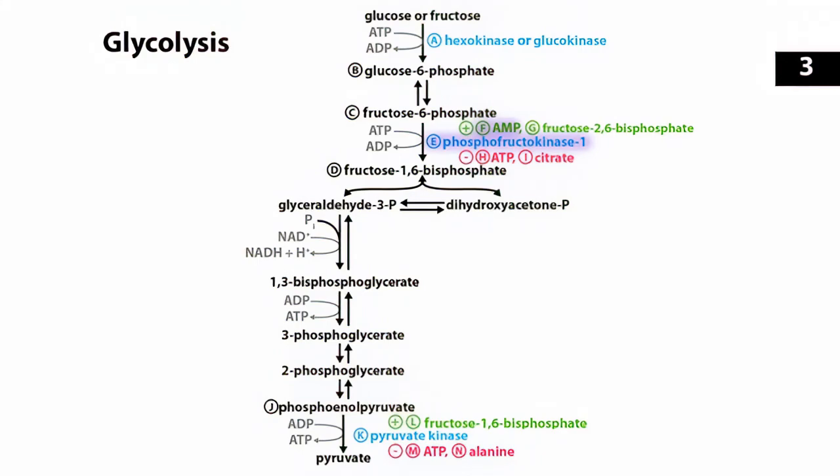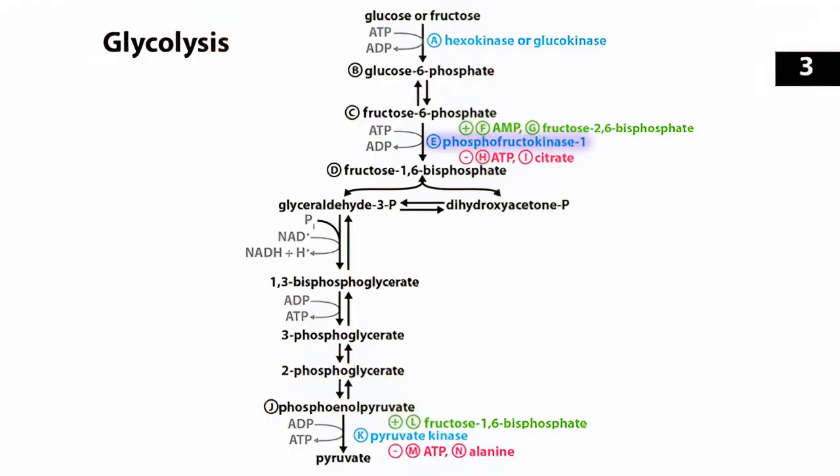And then letter G is another molecule that stimulates PFK1, which is fructose 2,6-bisphosphate. So G is fructose 2,6-bisphosphate. We're going to talk about that a little bit more later. Then the other way to regulate PFK1 is to inhibit it. So what's going to inhibit PFK1?